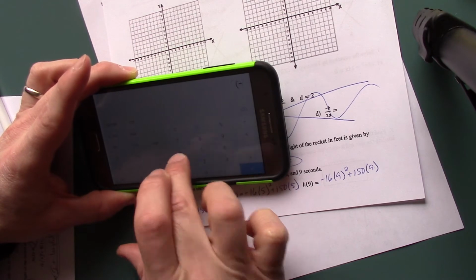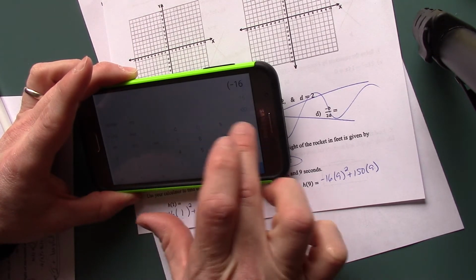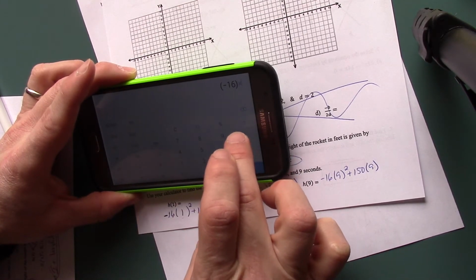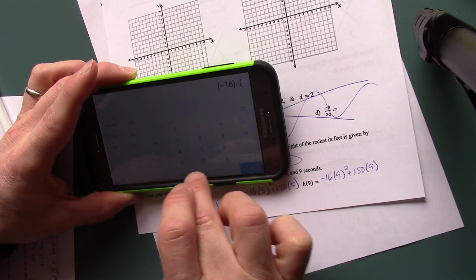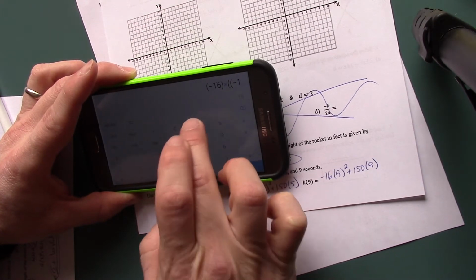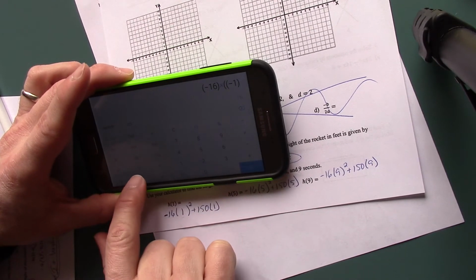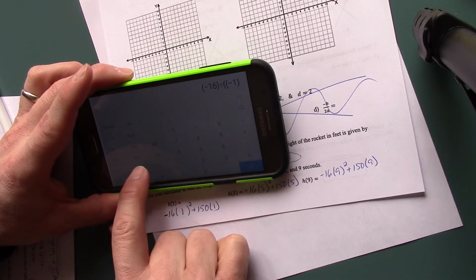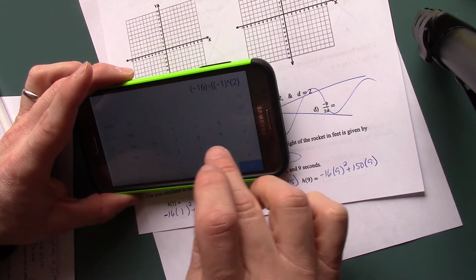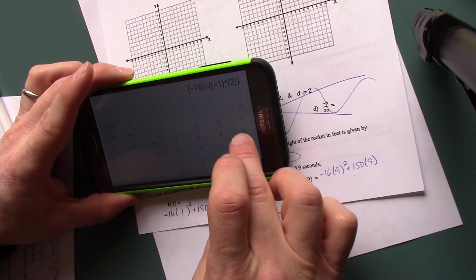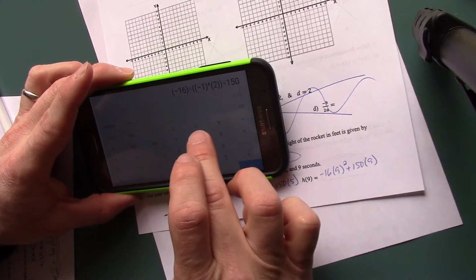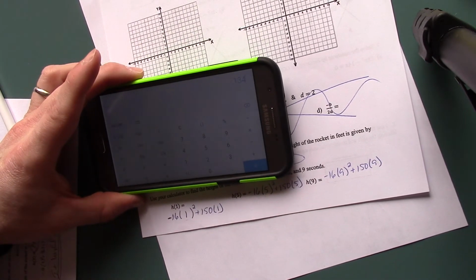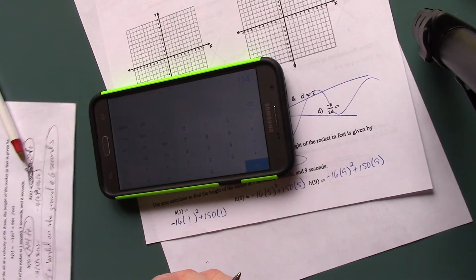Let's see. Negative 16 times, whoops, I got to close that parenthesis, sorry. Okay. Times, parentheses, negative 1, parentheses, squared. And most of your calculators will have just a squared button. If you want to do that x to the y button, that also means to the power of. But I'm just going to press squared. Okay? And then end my parentheses there. Plus 150 times parentheses 1. And it spits it out for me. It's 134. Okay? I got to make sure that that's right.